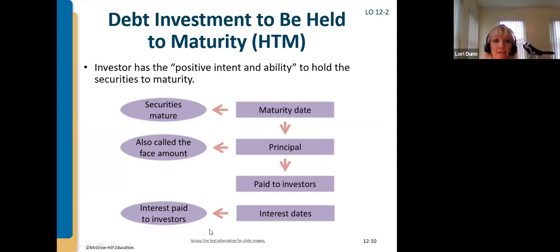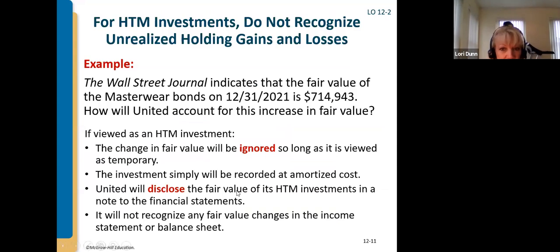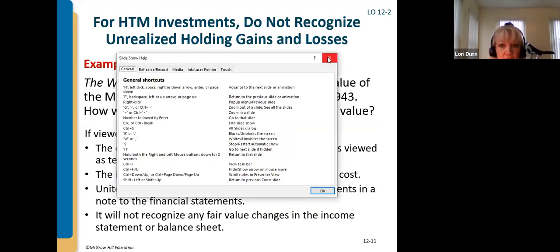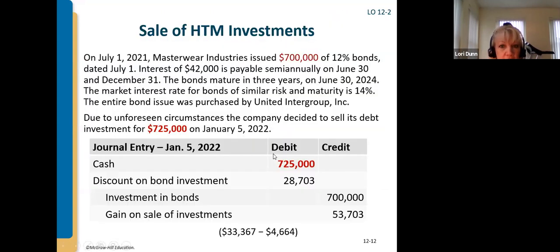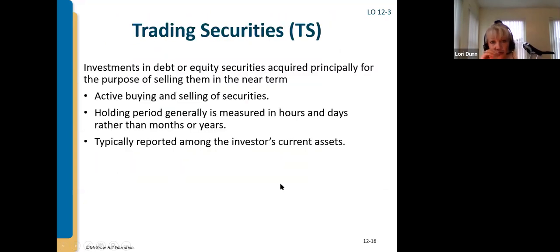So, we talked about that. Okay. Let me go through this. Let me see. Oh, they must start. I'll come back to it. Whoa, we don't want that. Let me go to, they start with held to maturity. I want to start with trading securities. We'll come back to those other slides.